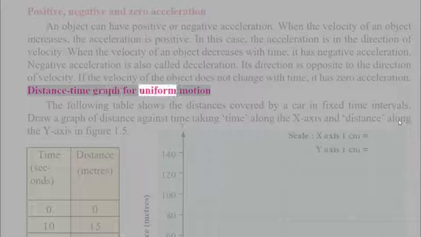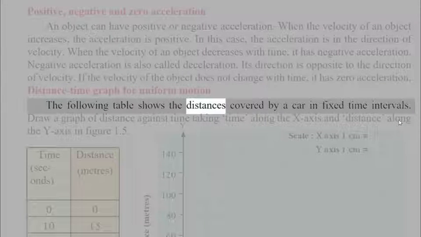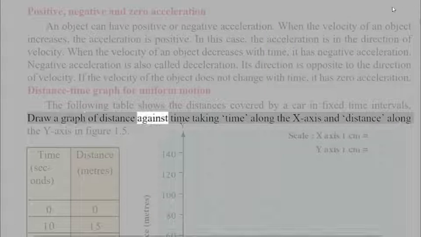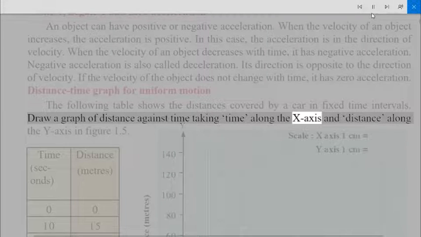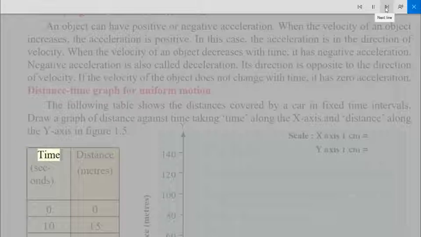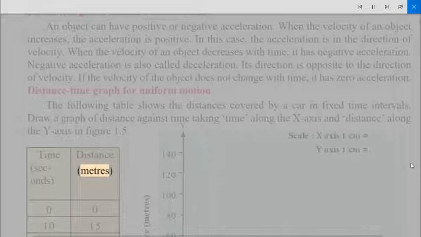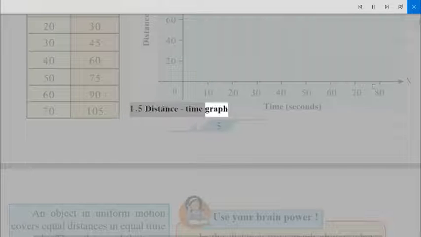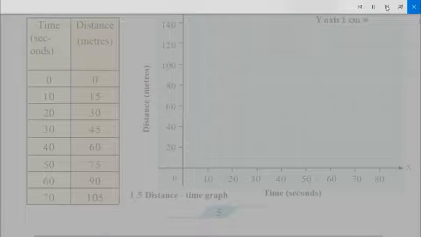Distance-time graph for uniform motion. The following table shows the distances covered by a car in fixed time intervals. Draw a graph of distance against time, taking time along the x-axis and distance along the y-axis in figure 1.5. Time in seconds, distance in meters. Figure 1.5, distance-time graph. Scale: x-axis 1 cm, y-axis 100.